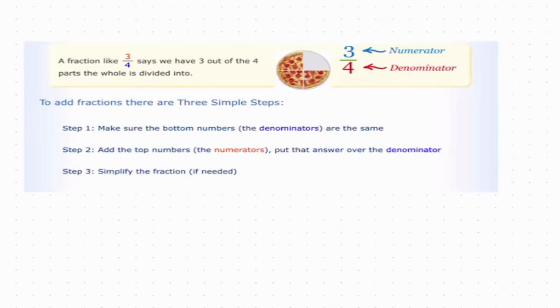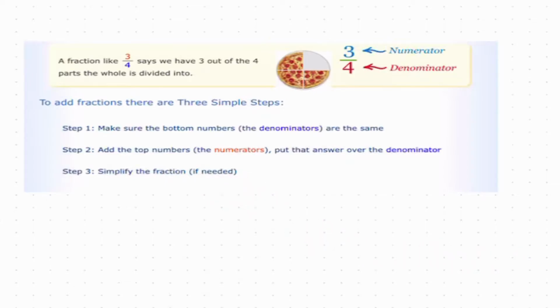So if we look at the steps here for adding fractions, step 1, make sure the bottom numbers, which are the denominators, are the same. Step 2, you're going to add the top numbers, which are the numerators, and put that answer over your denominator. And step 3 is to simplify the fraction if needed.